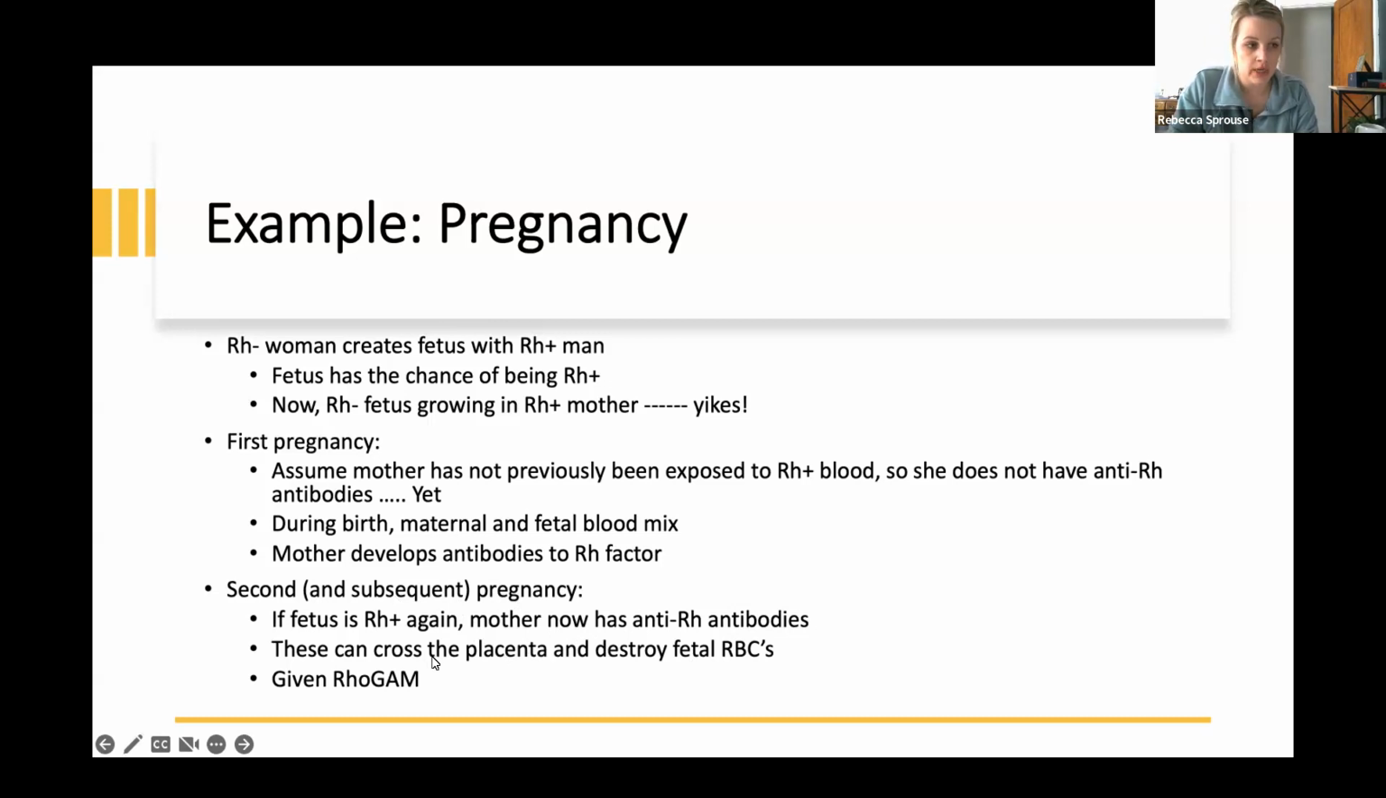Now, what we can do if we know that this is going to be happening is give this shot called RhoGAM. And some of you who have either given birth in a scenario like this before, or have even miscarried a fetus, they usually give you RhoGAM in the ER or wherever you're being seen, your OB's office, in order to basically tone down mom's immune system and tell her to stop attacking those red blood cells. That way she can carry this pregnancy safely, if need be.